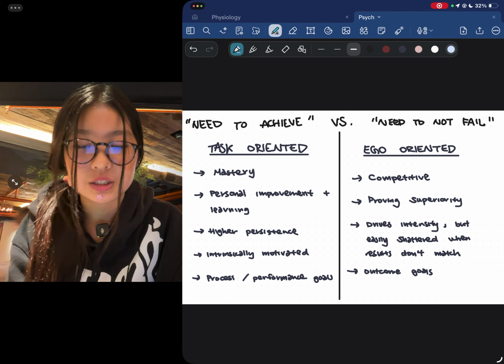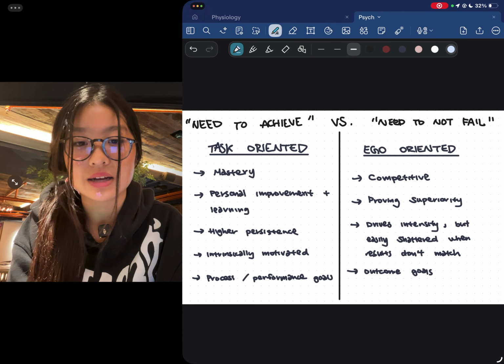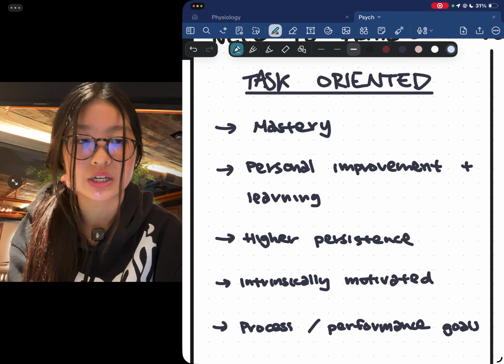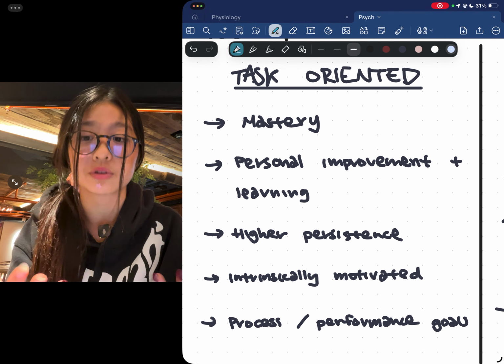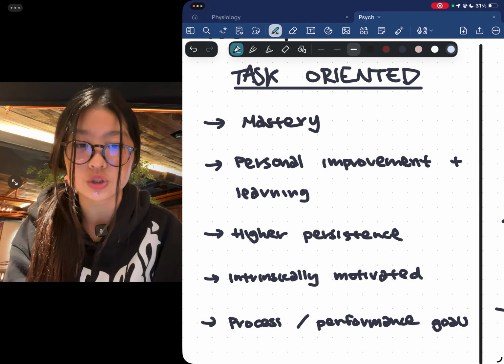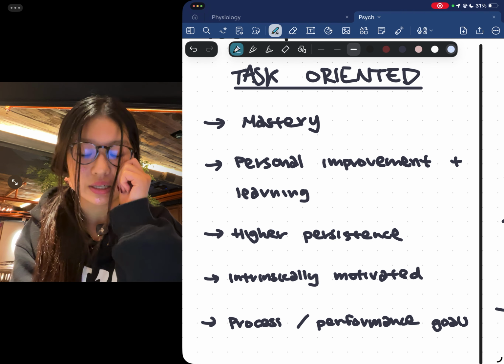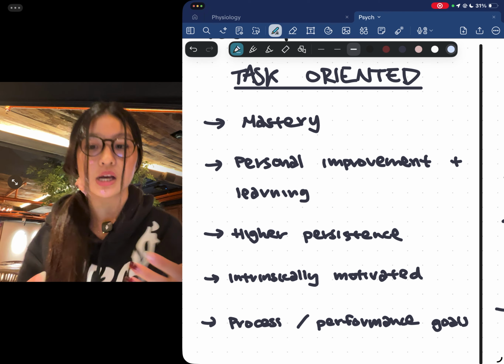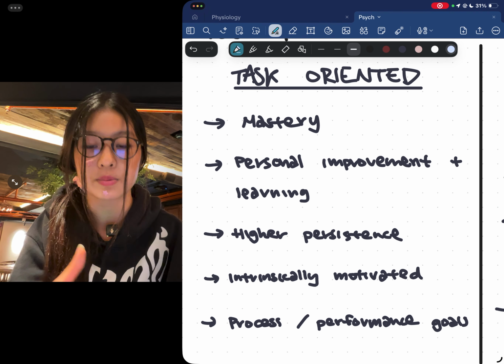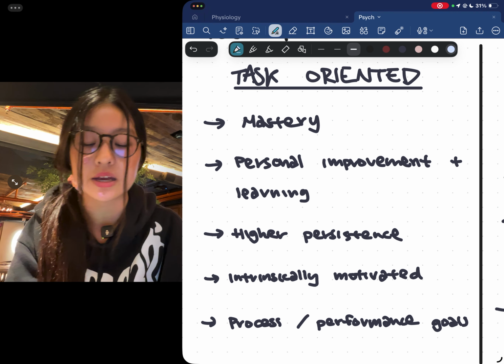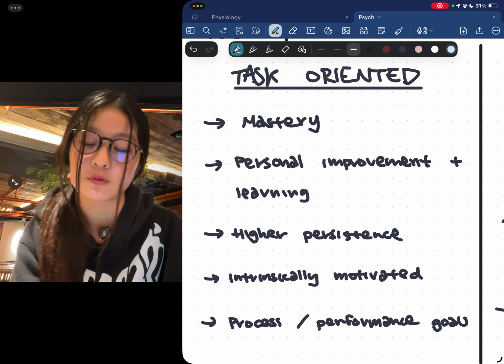So need to achieve and task-oriented go hand in hand. Task-oriented is really the mastery of a skill, focusing on personal improvement and learning. And individuals who are task-oriented are generally characterized to have higher persistence levels, and they're more intrinsically motivated because they want to be better for themselves. This means that they usually set process or performance goals.